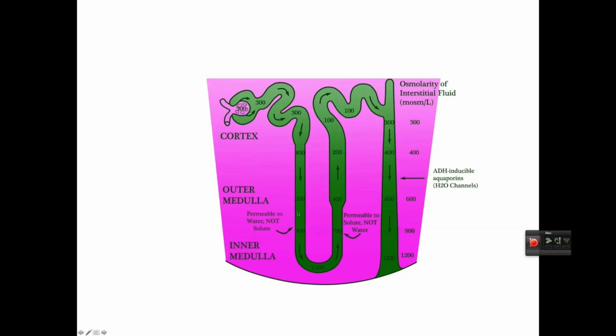So what allows it to get more hypertonic as we go down? We talked about this last time. So I'm going to ask Lindsay, why does this become more hypertonic as we descend down the thick descending limb? Okay, because you are only permeable to water, and so your water is being reabsorbed, but your solutes are staying in the lumen. Perfect.